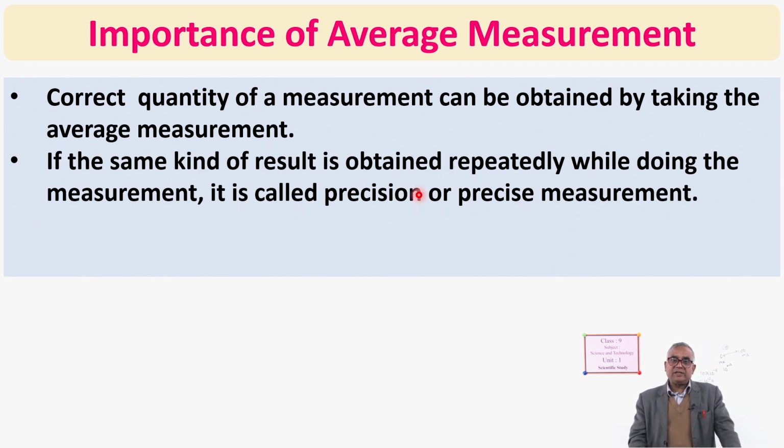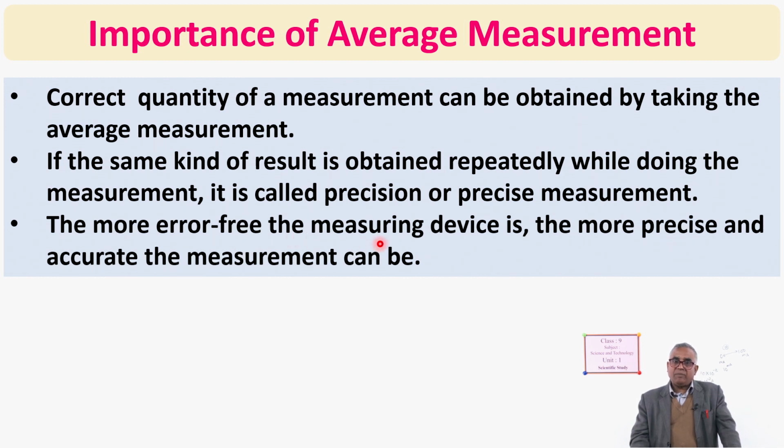If the same kind of result is obtained repeatedly, and all the times you have got the same result, no difference, then it is called precision or precise measurement. And the more error-free a measuring device is, the more precise and accurate the measurement can be, because sometimes this difference is caused by problems or errors in the measuring device. So, if the instrument is errorless, then you can get a more precise and more accurate result.